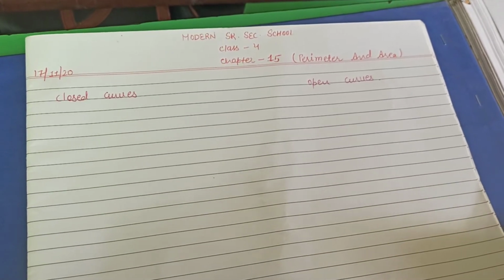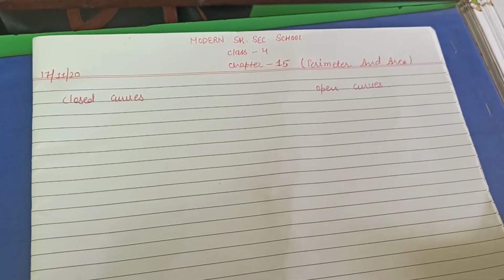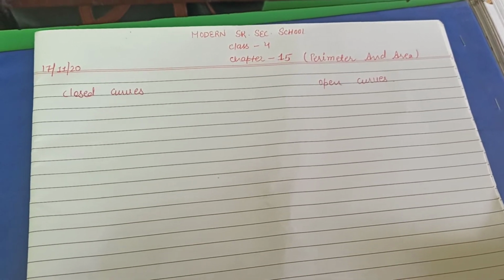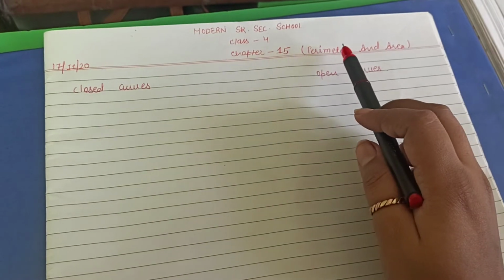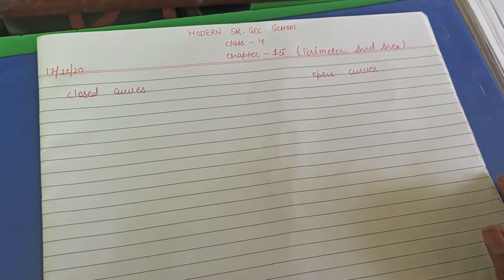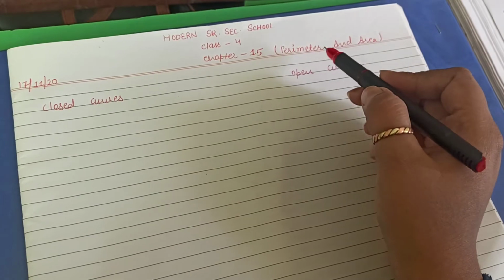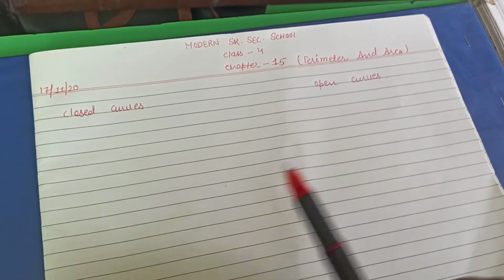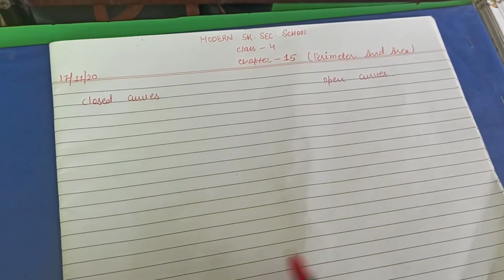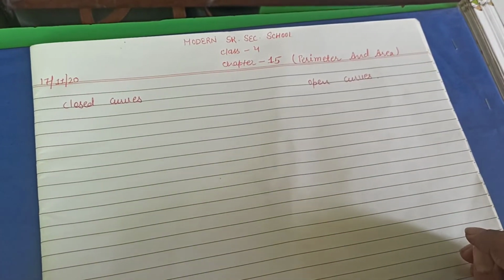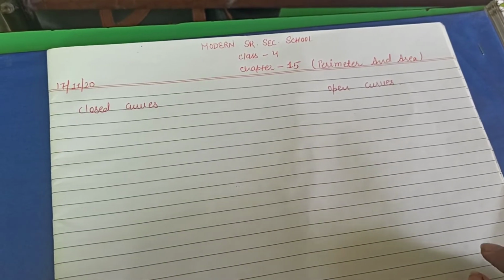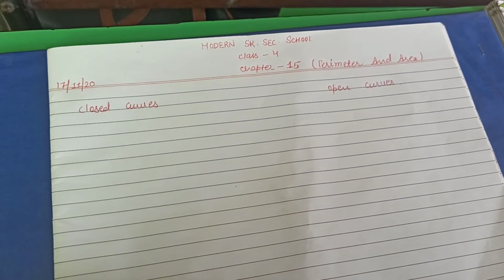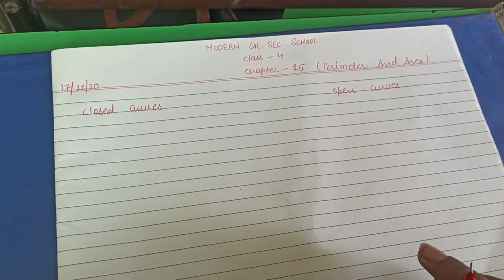As you know, beta, we have completed till chapter 14 and today we are going to start our new chapter, chapter number 15, perimeter and area. First of all, what do you mean by perimeter? Perimeter means find the sum of outer boundaries. Again, perimeter means sum of outer boundaries, length of the outline or the boundaries is the perimeter.